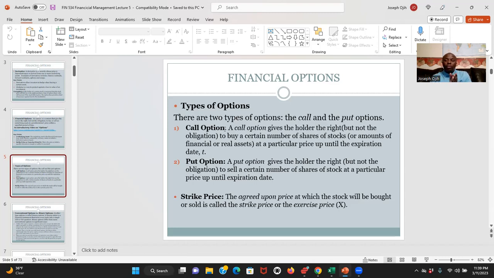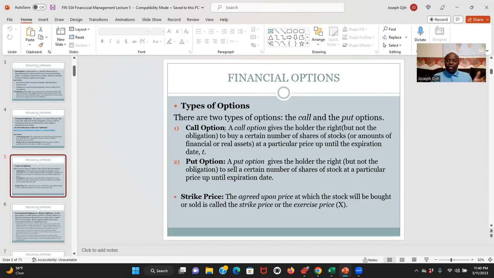That means you can decide not to buy the stock if the price is not moving in your way. Okay? So that way you lose only the amount you pay for the contract. Now, a put option gives the holder the right, but not the obligation, to sell a certain number of shares of stock at a particular price up until the expiration date.